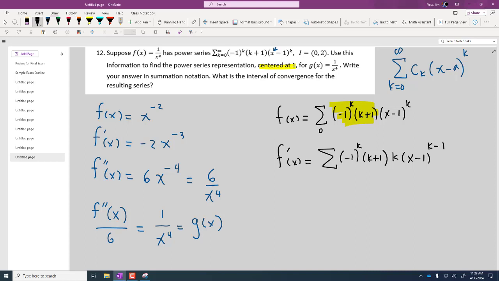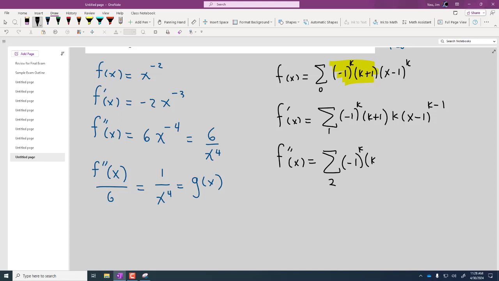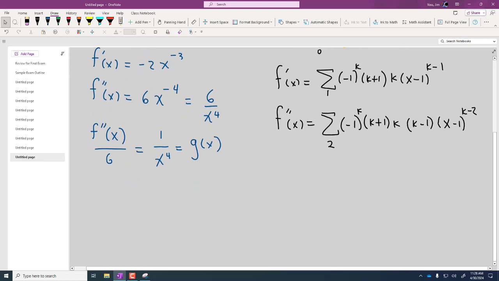Then this is going to start at 1 instead of 0, because if it was 0, this would not be a polynomial anymore. X minus 1 to the -1 is not a polynomial. So we get to our second derivative. Bring down the constants again, and that's going to bump up to 2. These constants are just floating on down. And we bring down 1 more, subtract 1. There we go. Second derivative. Now we're golden.